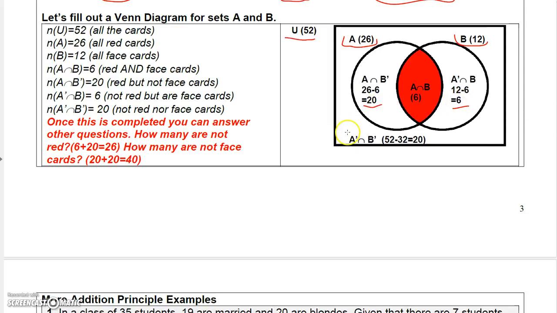So if you want to know how many cards are not red and not face cards, then that would be 52 minus 32, which equals 20. And so by filling all that out, you can answer pretty much any question that's asked about those cards. And later we might ask questions like, if I select a card, what's the probability that the card's neither red nor a face card? Well, then your answer would simply be 20 out of 52.